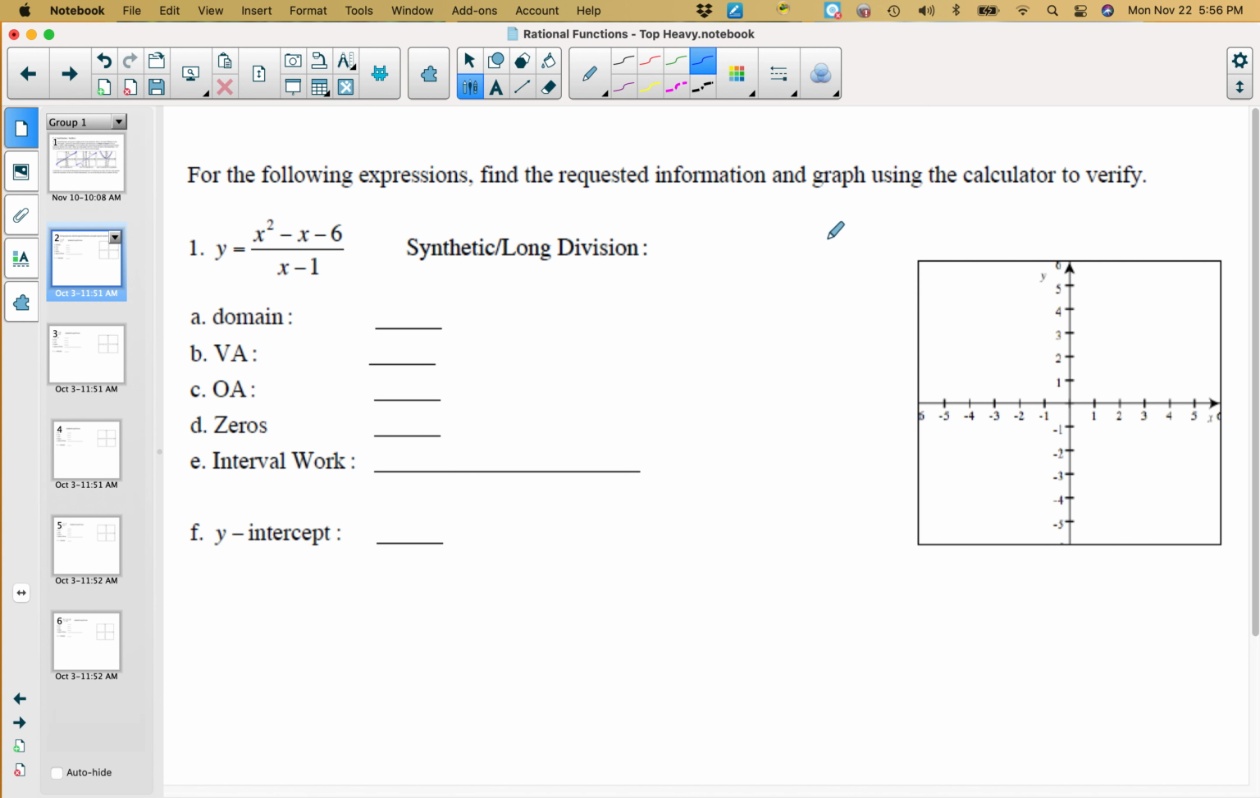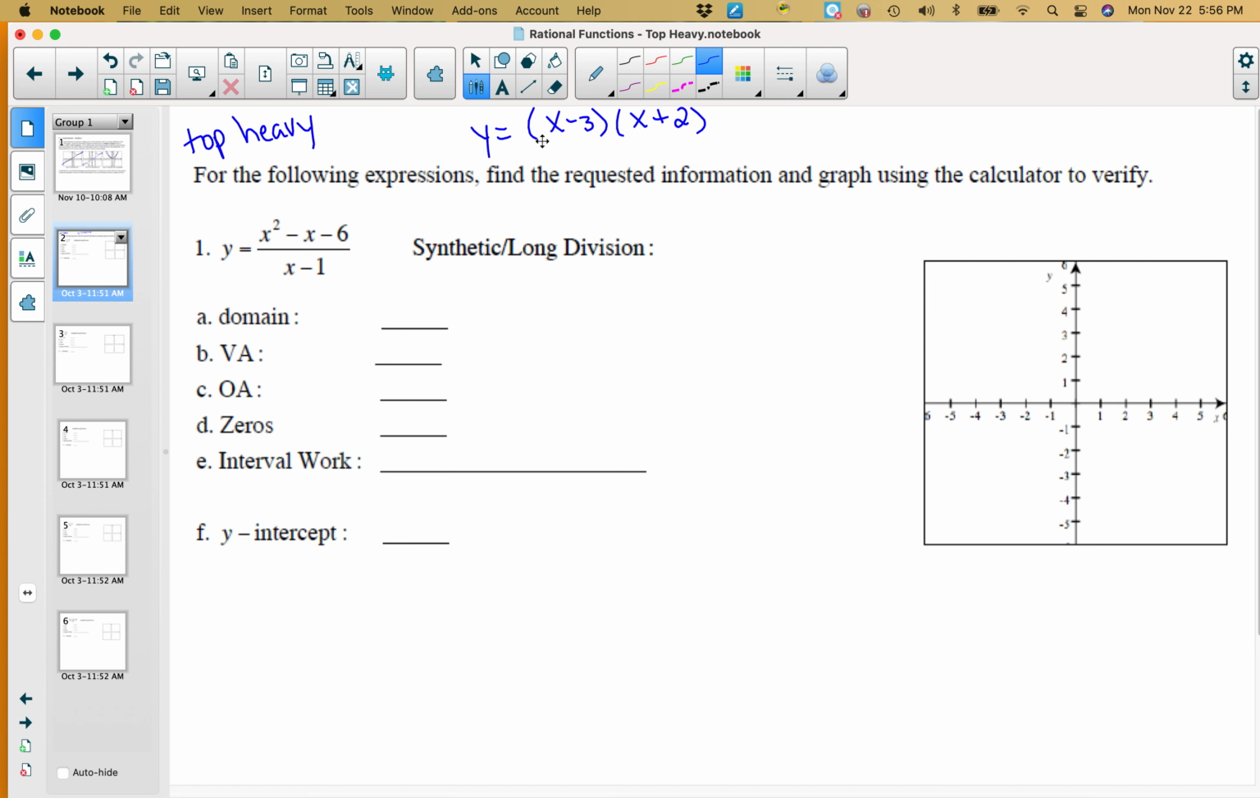So on this first one, the first thing, notice it's top heavy. And all these that we do are going to be top heavy, but you can kind of see what I mean by that. X squared in the numerator, x in the denominator. So start by factoring like we did before. So we're going to have x minus 3 and x plus 2. And in the denominator, we just have the x minus 1. So we can see nothing cancels. So the domain, just like before, we're going to say x not equal to 1. Since nothing cancels, I have a vertical asymptote at 1.